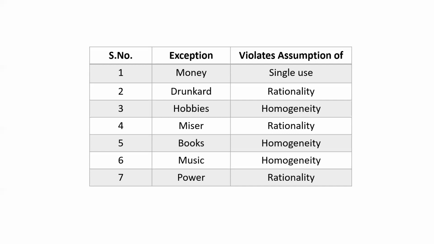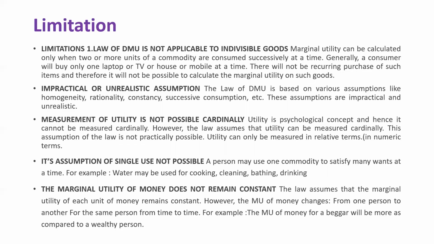So the rationality assumption is violated here. In this way, this law is very important, and it applies in behavior. When we have more units of a particular thing, the utility of that particular thing decreases.